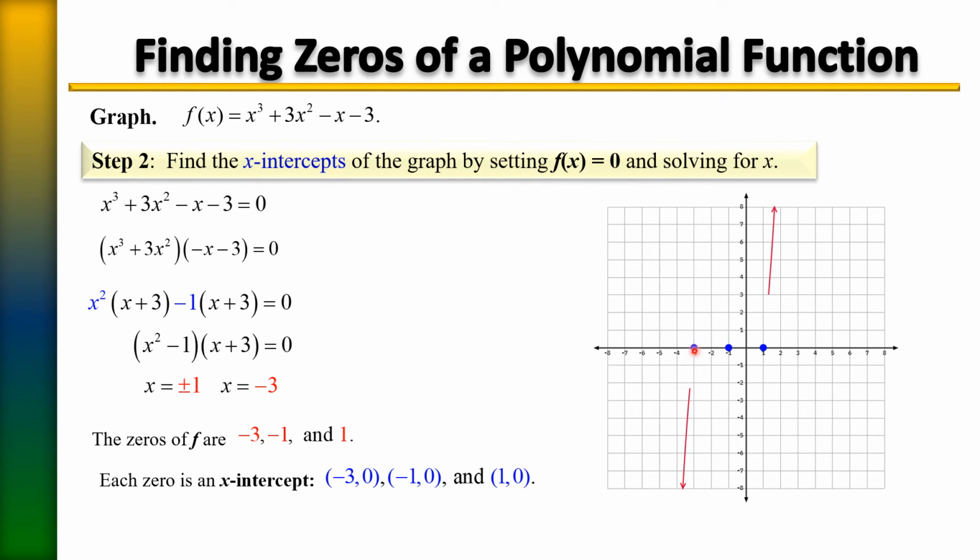And now we know that it's going to touch or cross at some point in these 3 points of -3, -1, and 1. Let's move on to step 3 to find out what else we can do to give us an even better picture of what a sketch of this graph would look like.